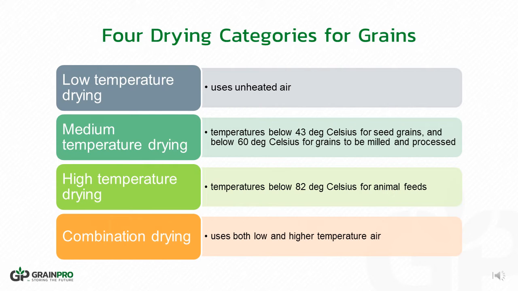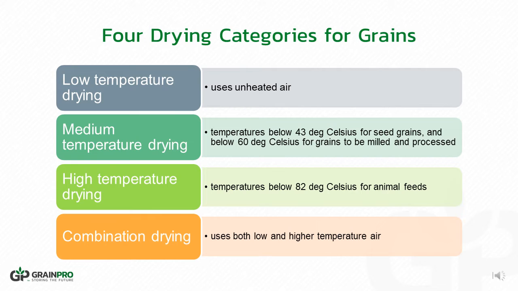For medium and high temperature drying, heated air is employed in which the temperature of the drying air is controlled. Medium temperature drying with heated air keeps grain kernel temperatures below 43 degrees Celsius for seed grains and below 60 degrees Celsius for grains to be milled and processed.